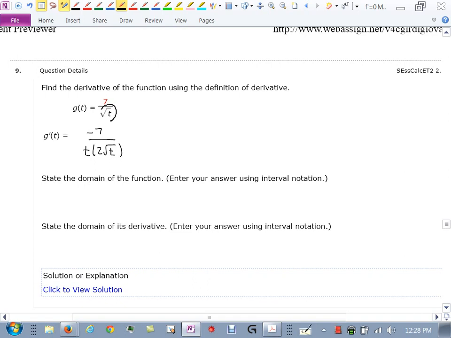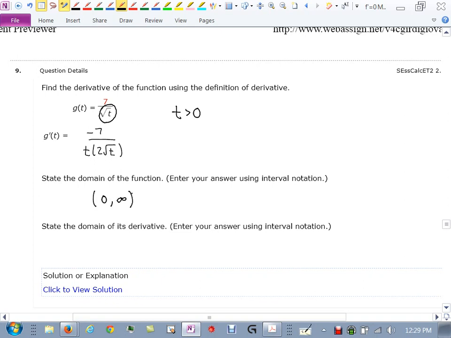Well, this function has a square root in it, and it has a fraction. So we've got to make sure that the denominator is never 0. If you let t be 0, you get 0 on the bottom, and then it's undefined. So t can't be 0. Also, you can't take the square root of a negative number. So we need to make sure that t is always greater than 0. It can't be 0 or else you have division by 0, and it has to be positive in order for us to take a square root. So the domain of the original function is everything from 0 to infinity.